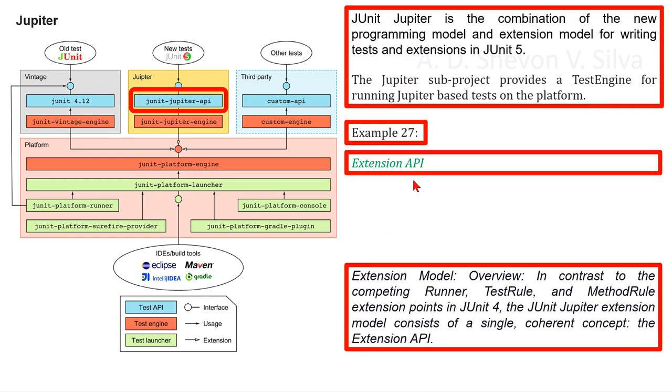Now we are considering the extension API, the overview. In contrast to the competing Runner, TestRule and MethodRule extension points in JUnit 4, the JUnit Jupiter extension model consists of a single coherent concept: the Extension API. Note, however, that Extension itself is just a marker interface.